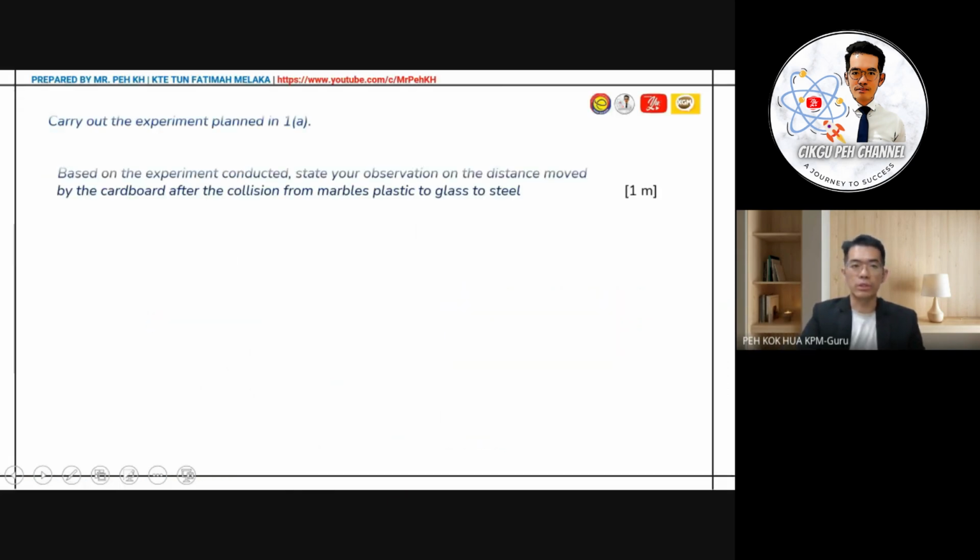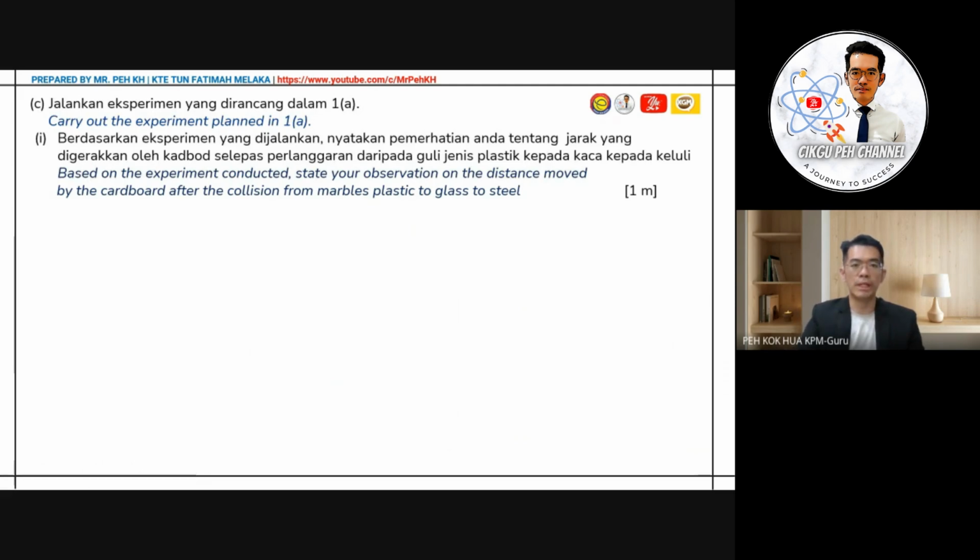Now the next question that can be asked for this experiment will be like this: carry out the experiment planned in 1A. So we carried it out already. Now based on the experiment conducted, state your observation on the distance moved by the cardboard after the collision from marbles of plastic to glass to steel. You can see the mass for plastic is only 5 grams, as labeled in the checklist already. Then the glass will be about 15 grams, then steel 25. So this is an increase of the mass.